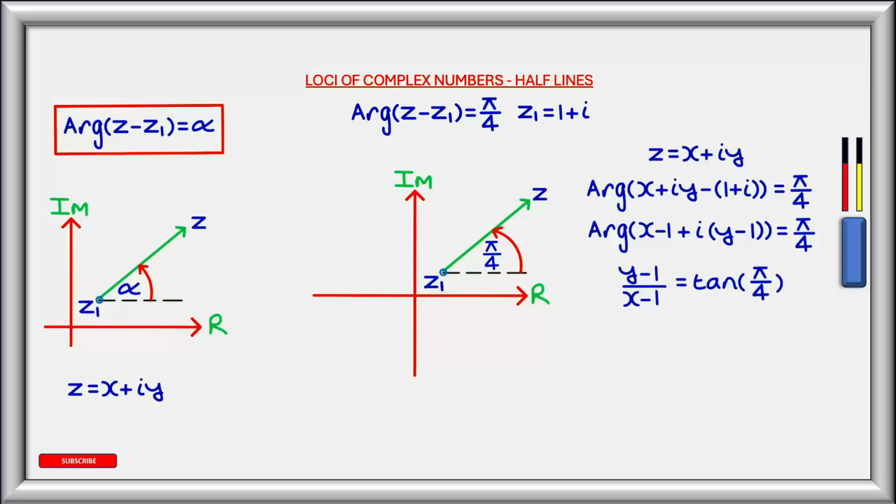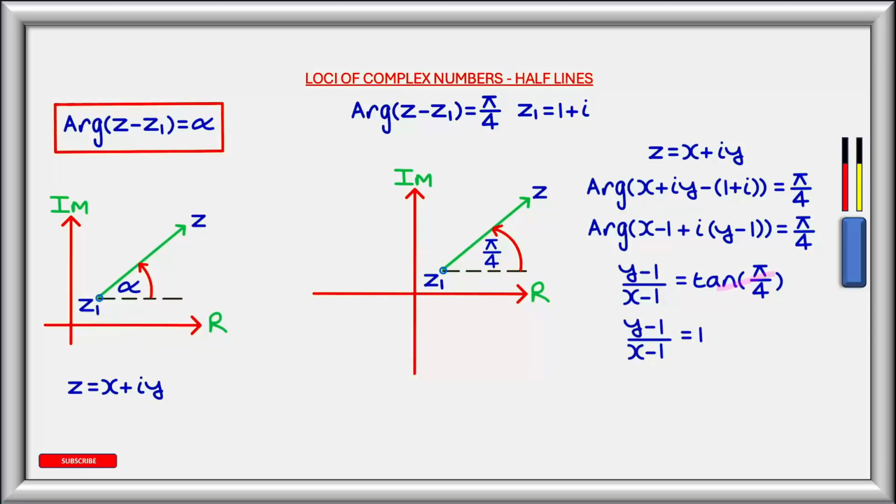And using the definition of the argument of a complex number in relation to the tangent function, the argument is simply the difference in the y-coordinates, shown here as y minus 1, divided by the difference in the x-coordinates, shown here as x minus 1. And this is equal to the tangent of the angle, which is pi by 4. And if you need more information on how to find the argument of complex numbers, please see the video I made. I'll drop a link to it in the description.